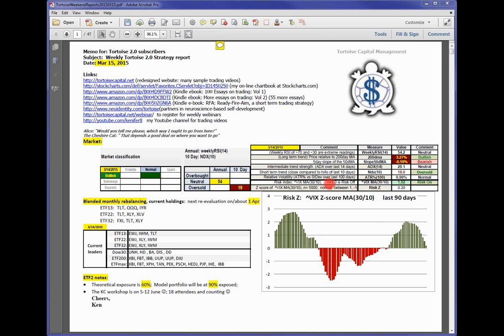The risk index is the 30-period moving average of the VIX divided by the 10-period. 1.0 is the threshold between risk on and risk off. That reading currently is 1.02, so that still leaves us in risk on. If we take that score of 1.02, compare it to the last 5,000 trading days, and then find the average and standard deviation, that gives us a z-score, or what we call the risk z, at 0.20.